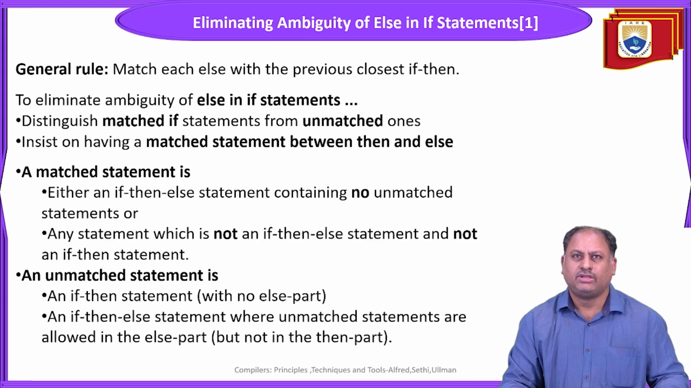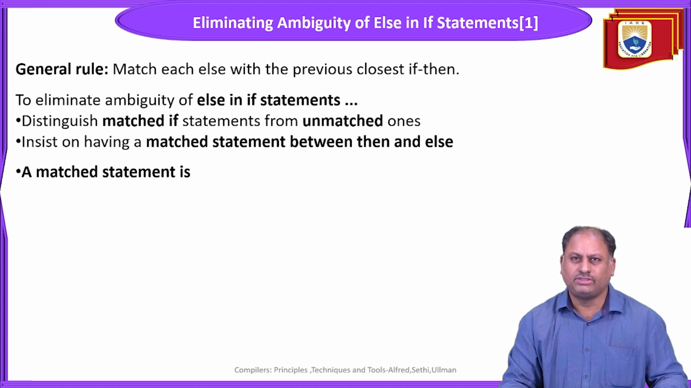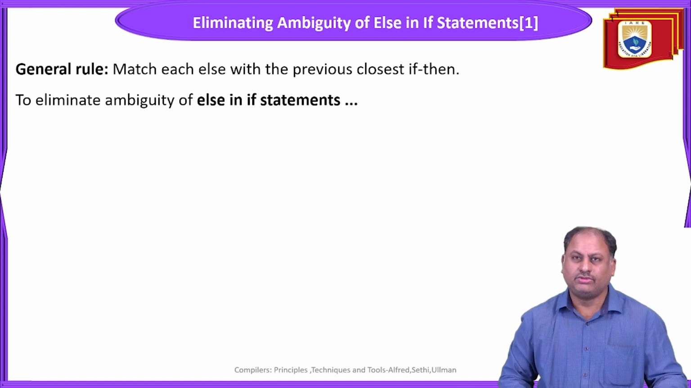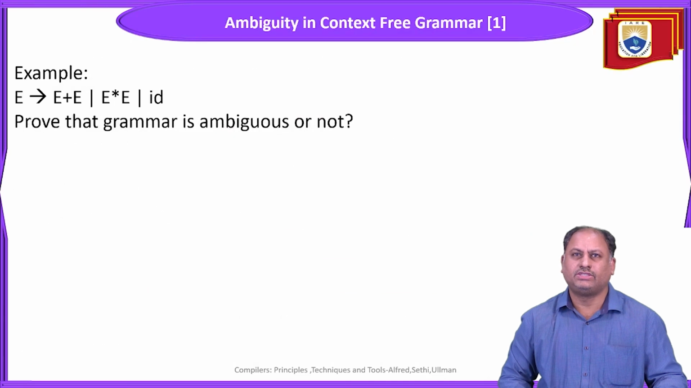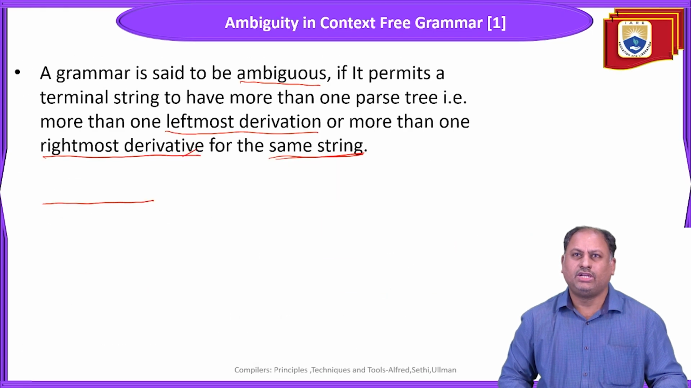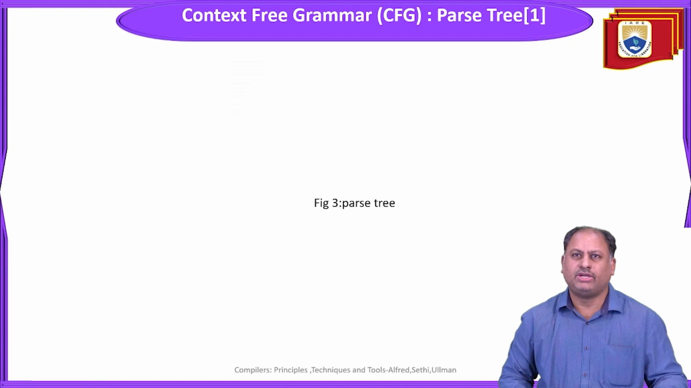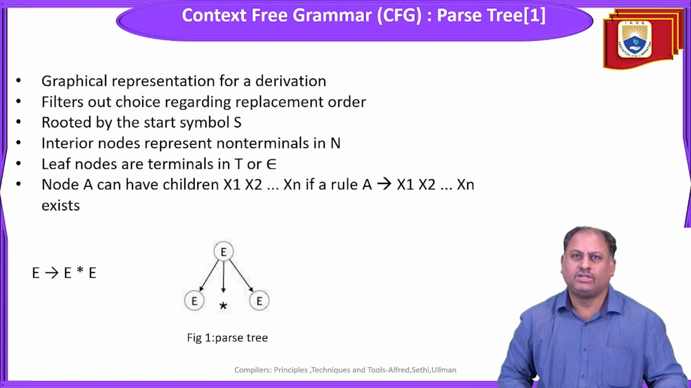So here we applied various associativity and precedence rules. First, we constructed parse trees, and then applied associativity and precedence, and then we eliminated these ambiguities. So, in today's class, we described the construction of parse trees.